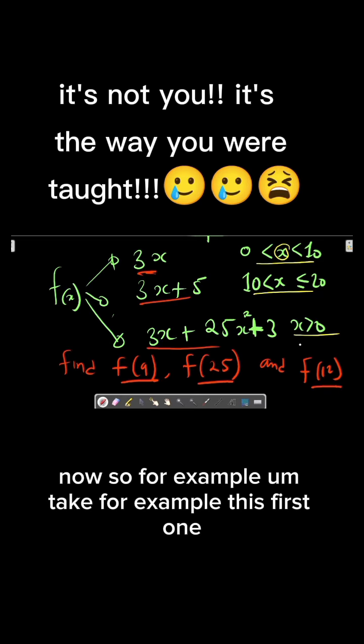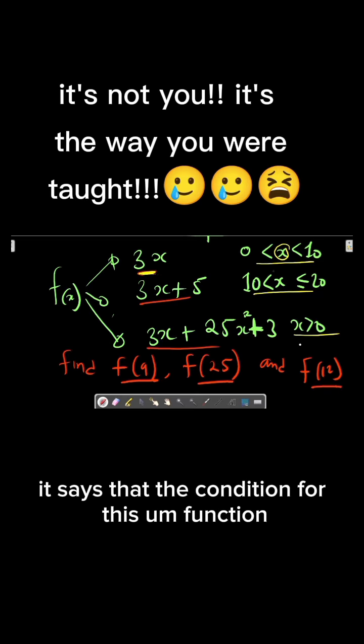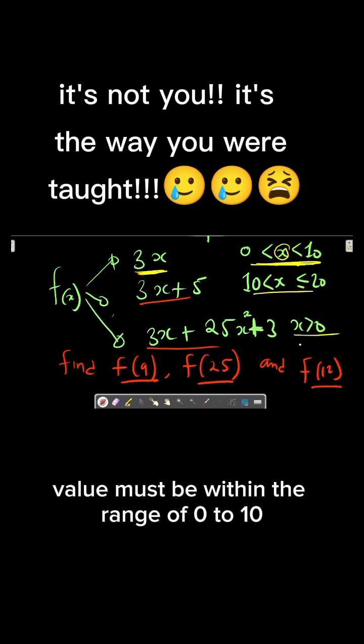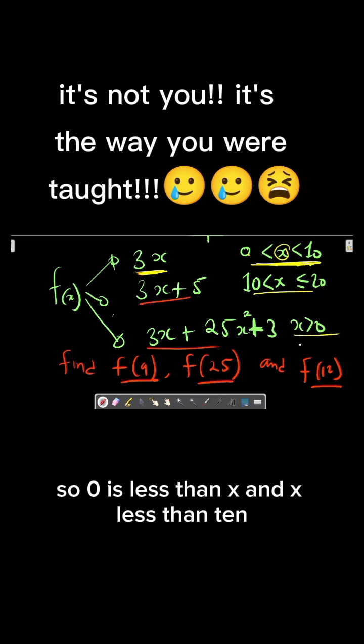Now, say for example, take this first one. It says that the condition for this part of the function to be active is that your x value must be within the range of 0 to 10. So 0 is less than x and x is less than 10.